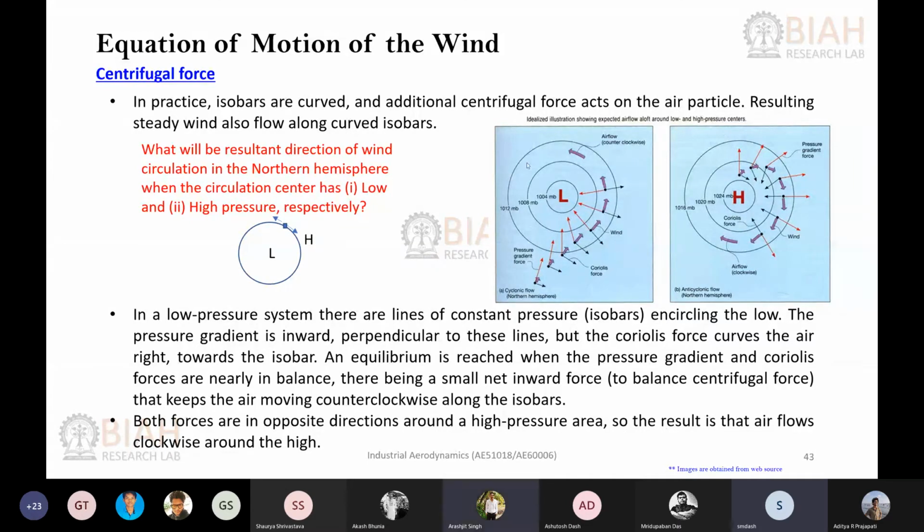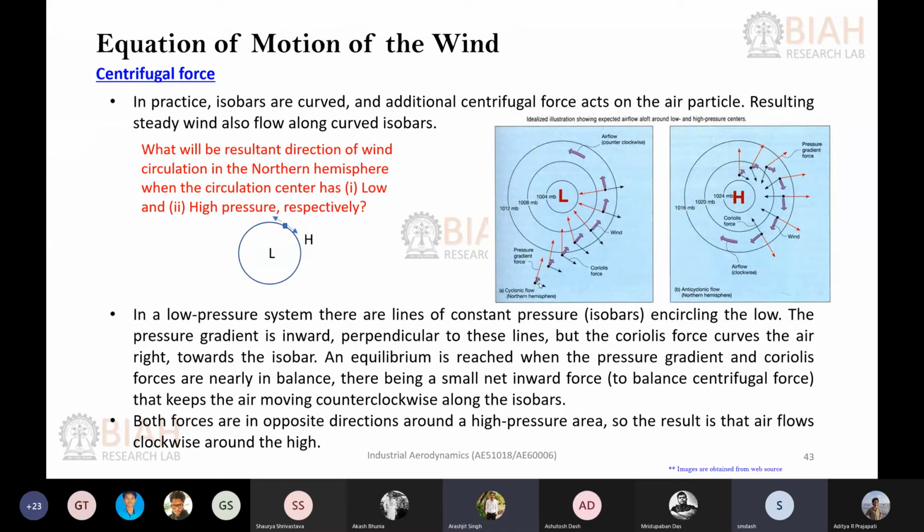in a counterclockwise manner around a low pressure, it is called cyclonic flow, and the opposite one is anticyclonic. Can you please explain once again? I couldn't get the word.